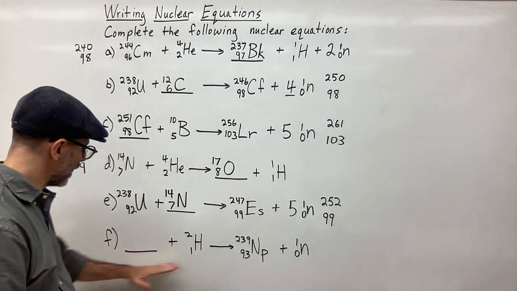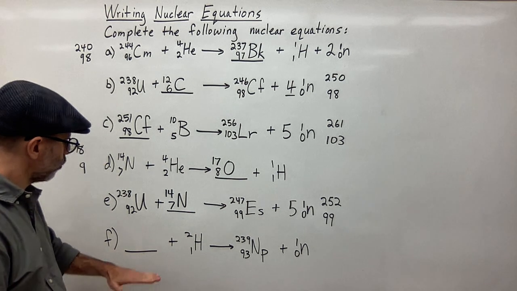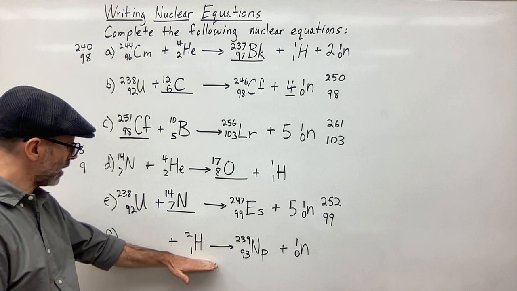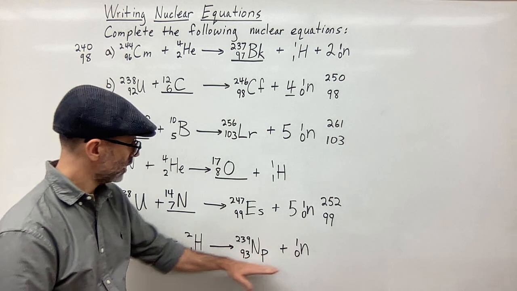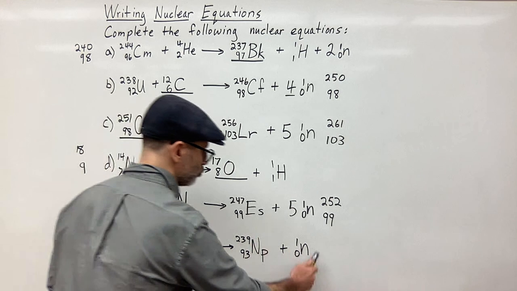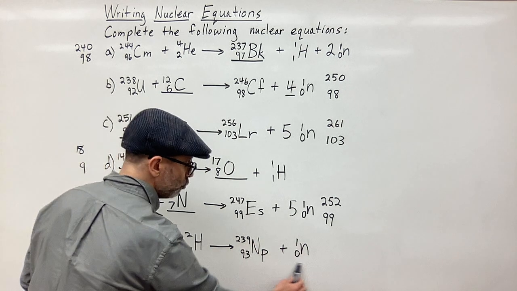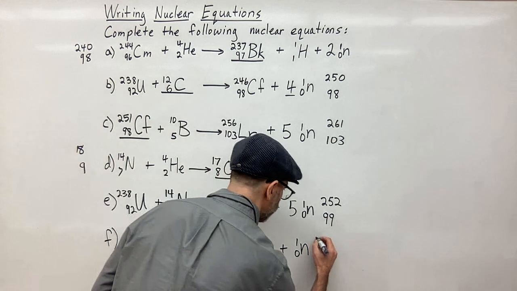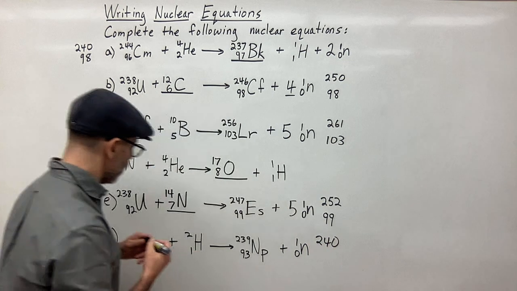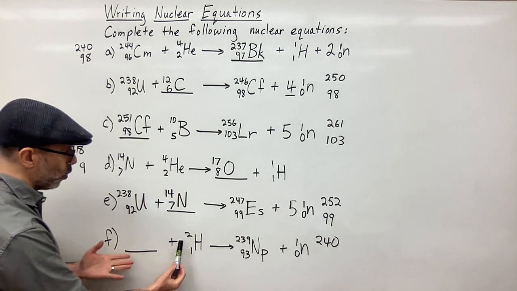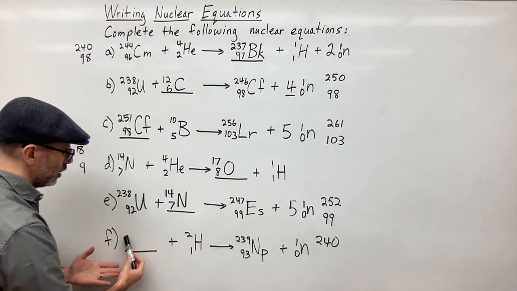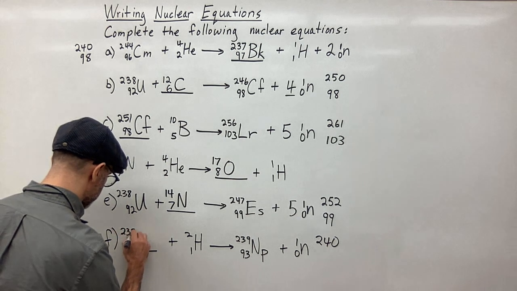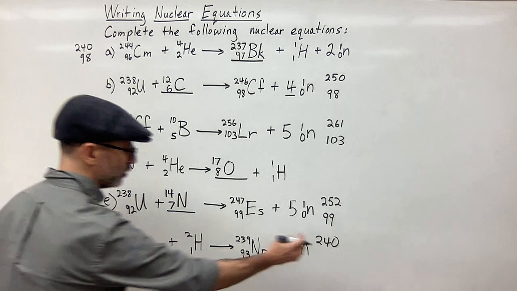Okay, next and last but not least, we have F. So here we have a blank plus our deuterium atom, H hydrogen with a mass number of 2. And then we have this here, neptunium plus a neutron. So here we only have one neutron this time. So 239 plus 1 gives us 240. So this side should equal 240. So what plus 2 gives me 240? That would be 238. So 238 plus 2 gives me 240.